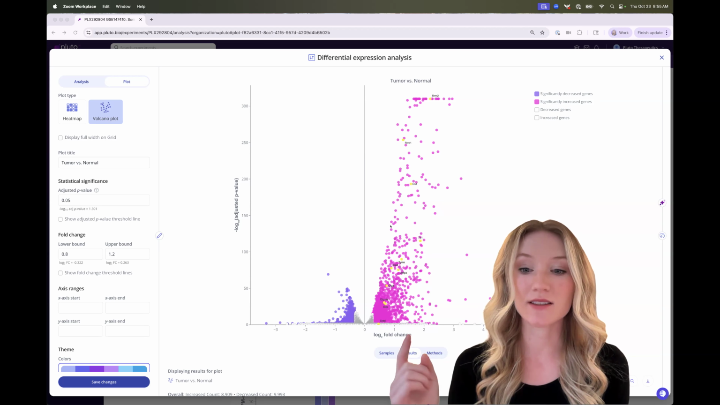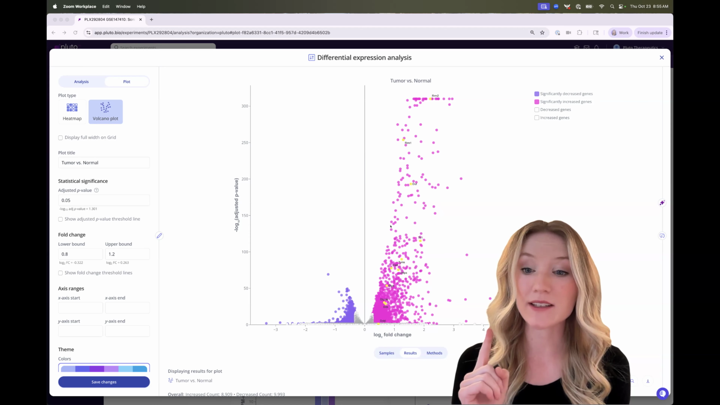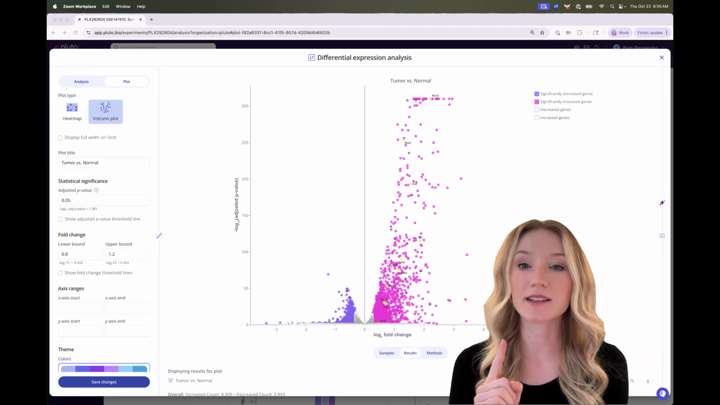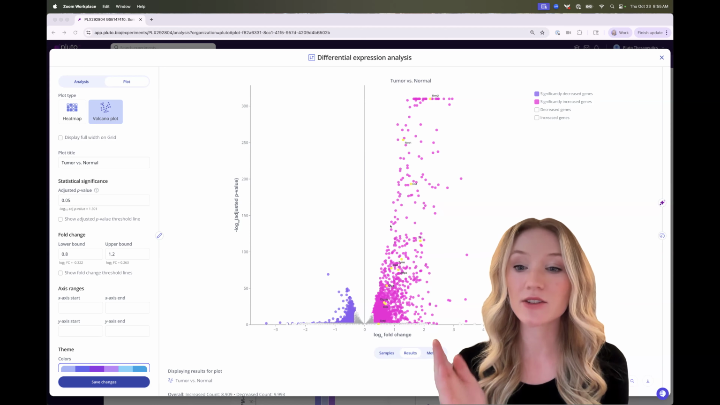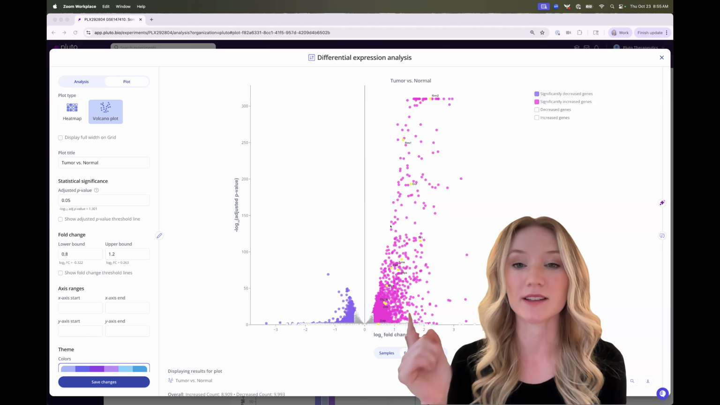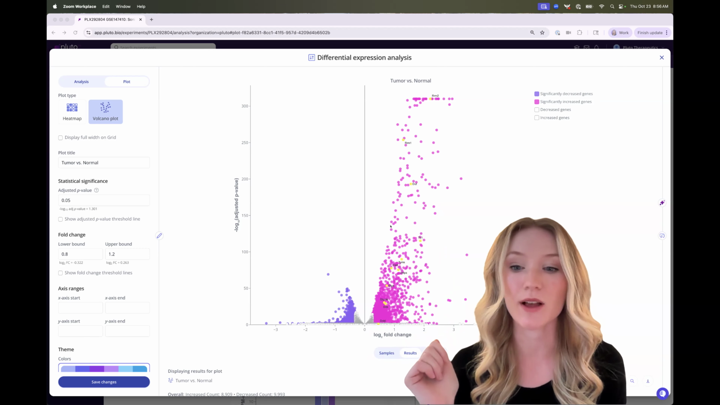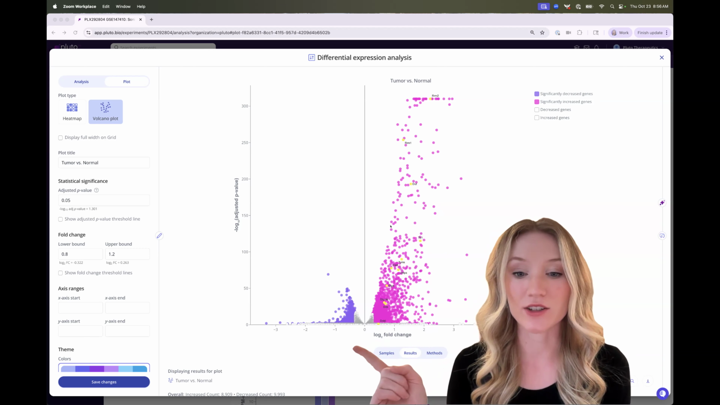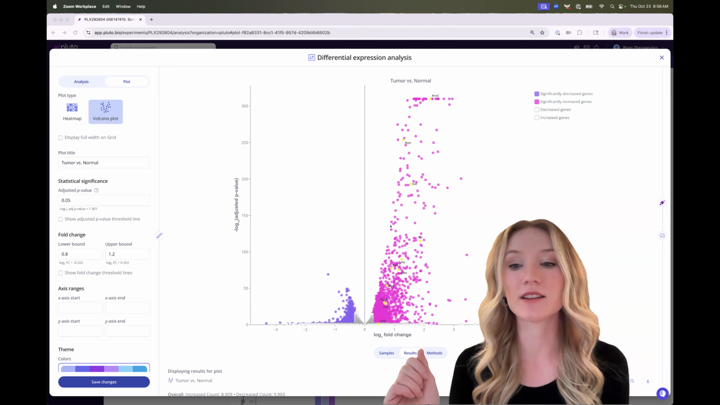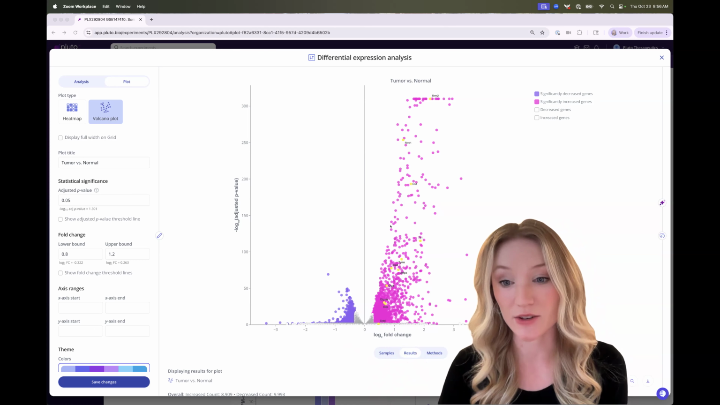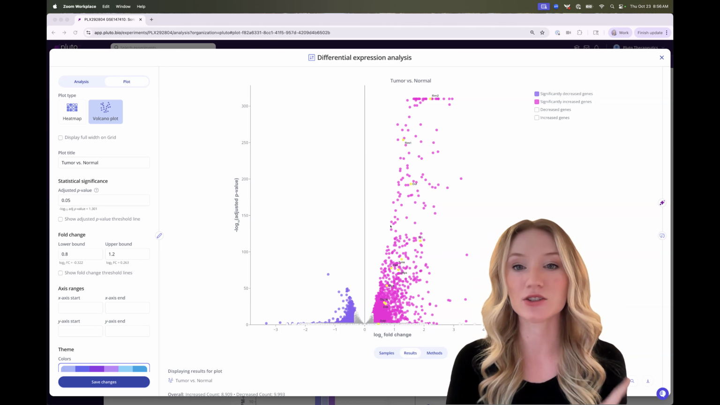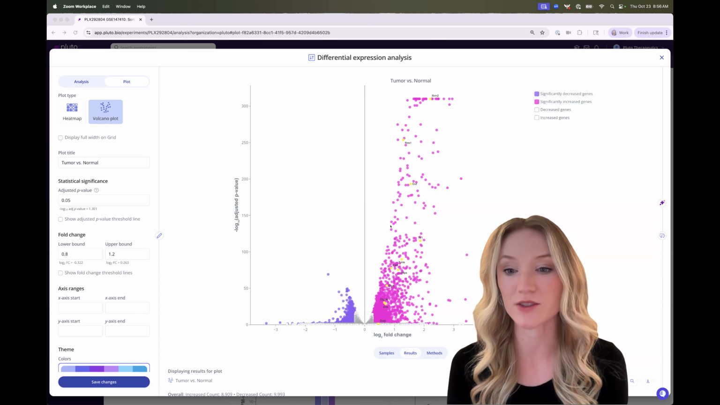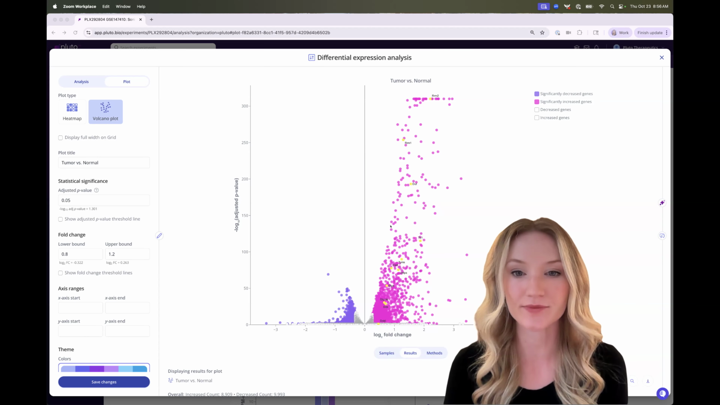So genes that are far to the right and positive on the x-axis show genes that are increasing in expression, in this case in our tumor condition on this plot. And genes that are far to the left and are negative on the x-axis show genes that decrease in expression in the tumor condition relative to the normal condition.